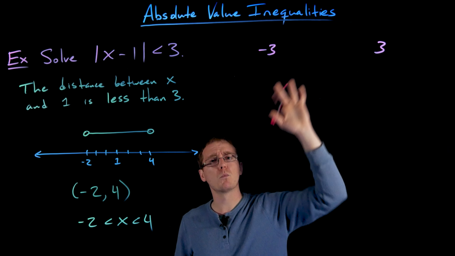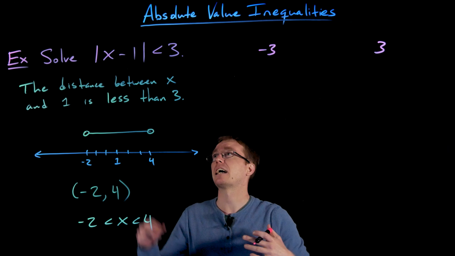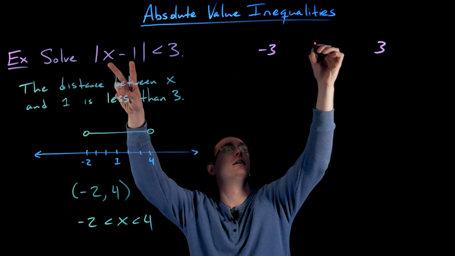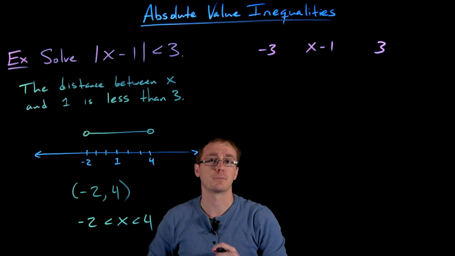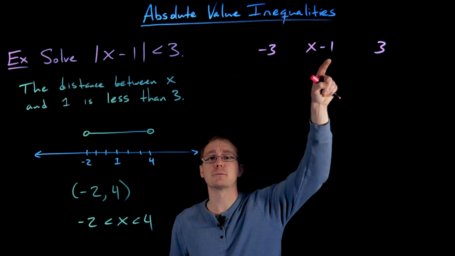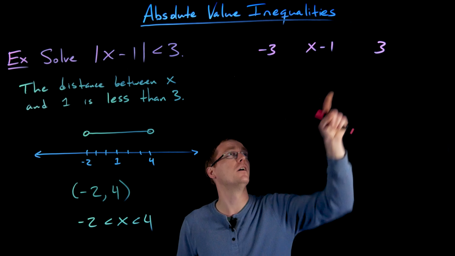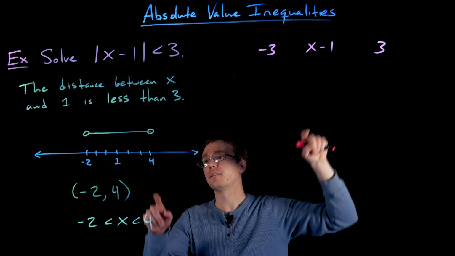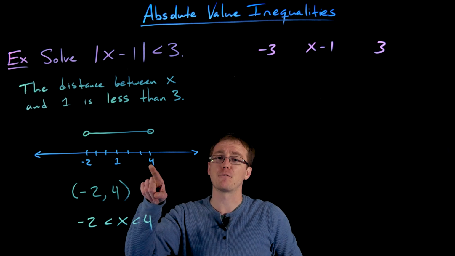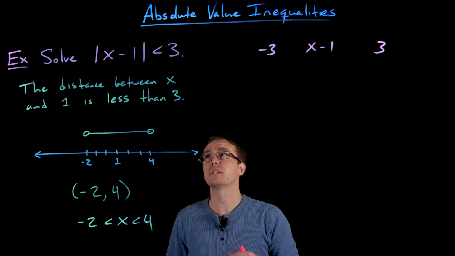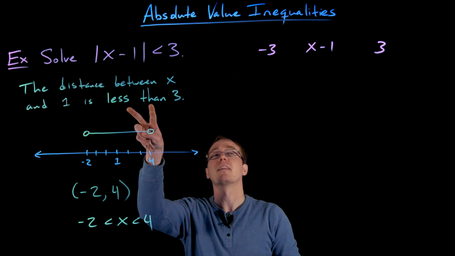But what was the expression algebraically that was actually getting close to these values? It was x minus 1. That was our expression. And so now if we look at the difference between x and 1, that's describing the distance between x and 1, well, that could be equal to 3. That would correspond to this point at 4 if the distance was actually equal to 3. But we want that distance to be less than 3.